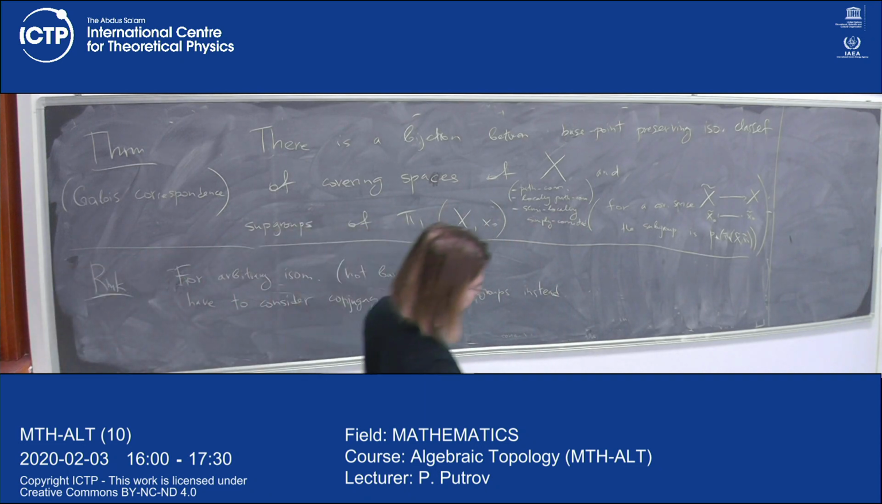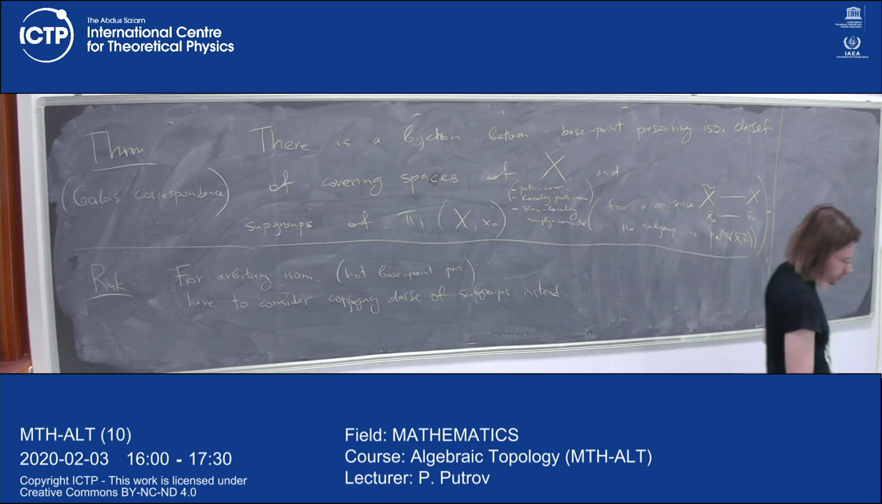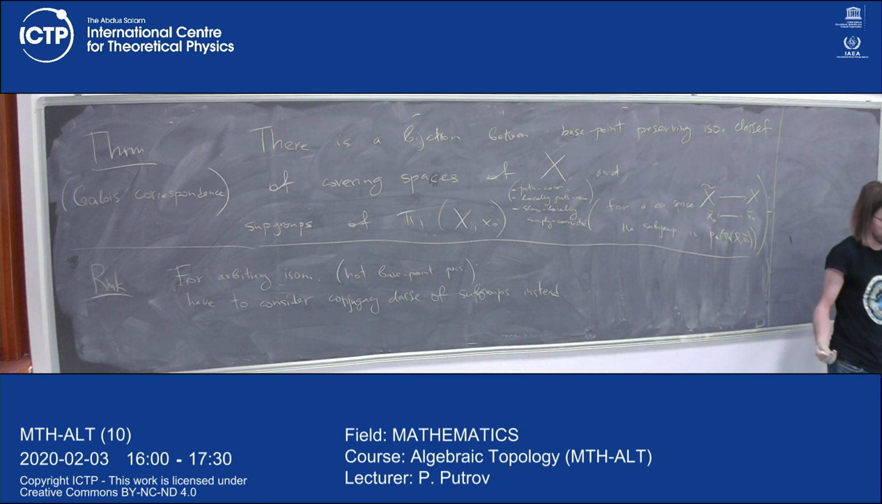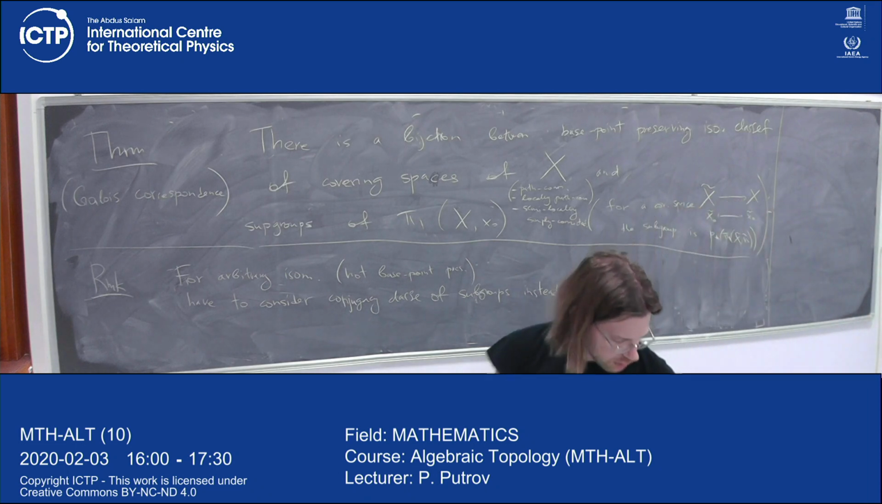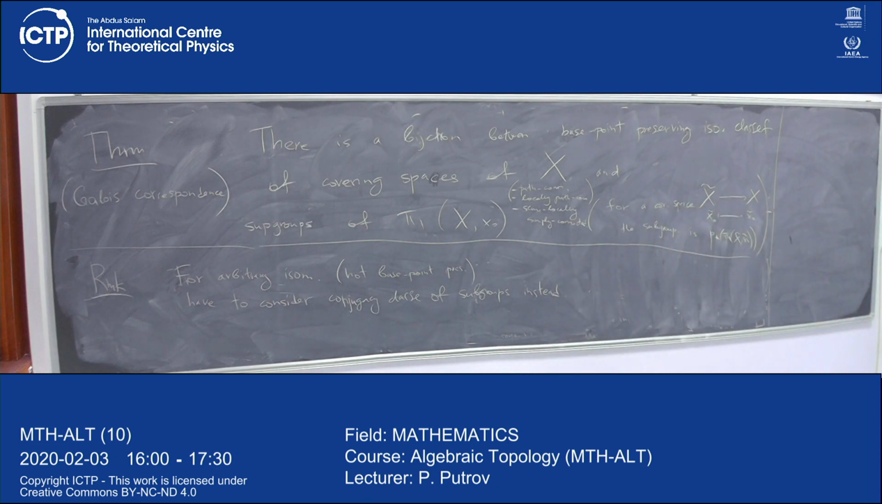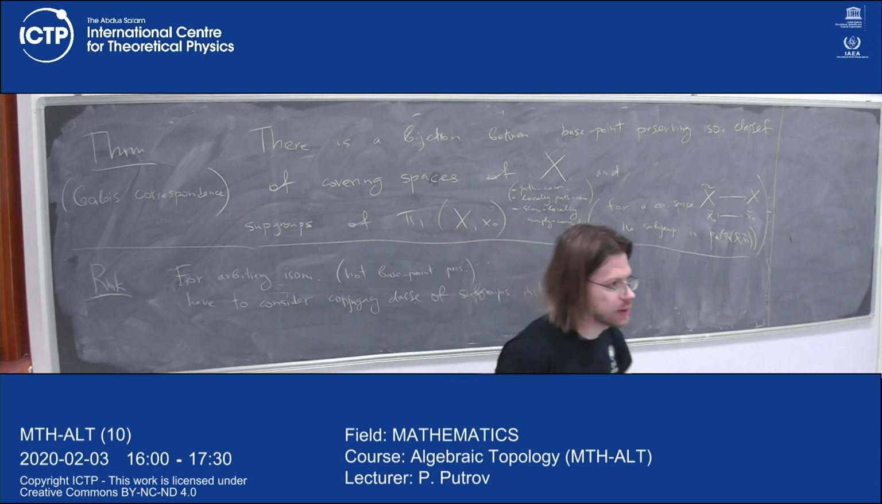So in particular, for this example with the circle, for any subgroup we constructed the covering space. So now we know that the examples which you gave are the only examples up to isomorphism. No others. So we constructed all possible covering spaces. Any questions?